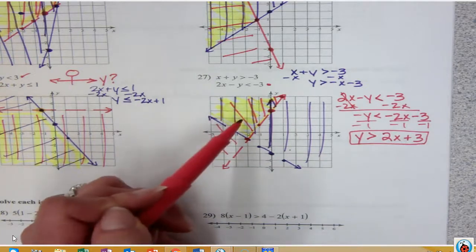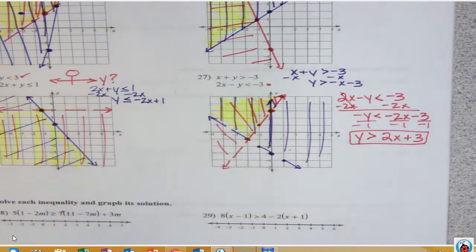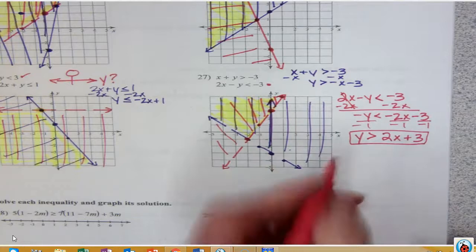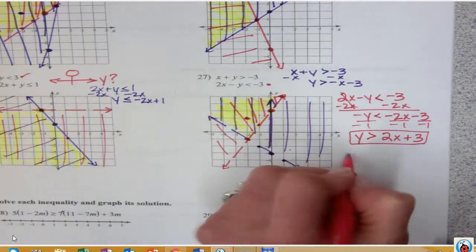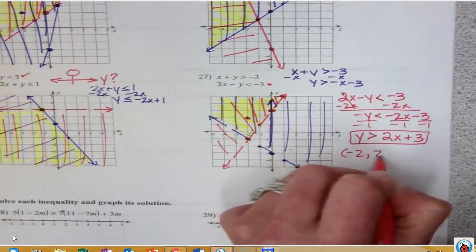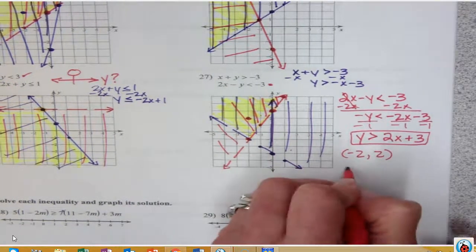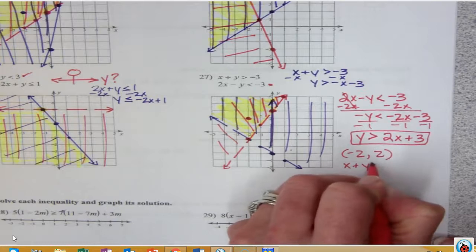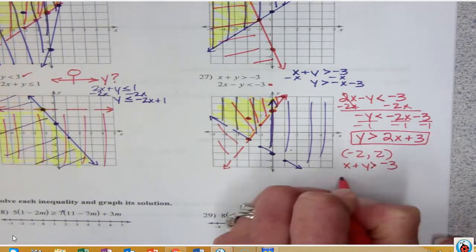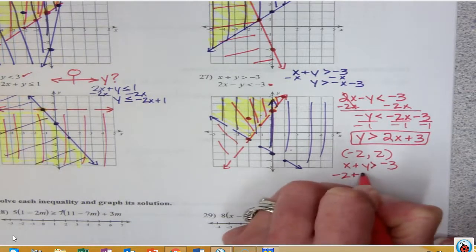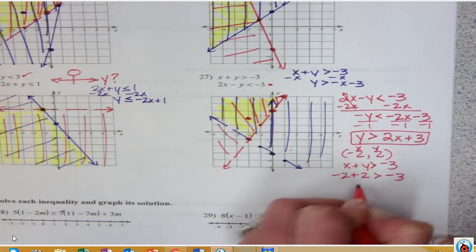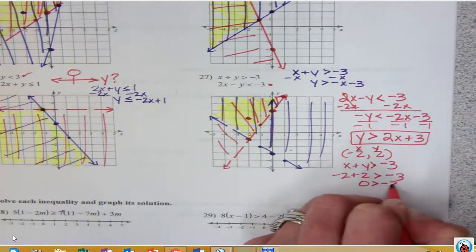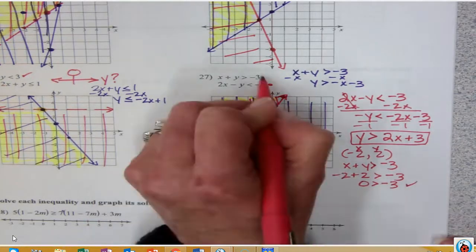You can pick a point in there and plug it in, and that will provide you with a check. If I was going to do that, let's just pick a point. Let's just do negative 2, positive 2. And does that work? So x plus y greater than negative 3. Negative 2 plus positive 2, if this is my x and this is my y. Is that greater than negative 3? 0 is greater than negative 3. So check, that one works.